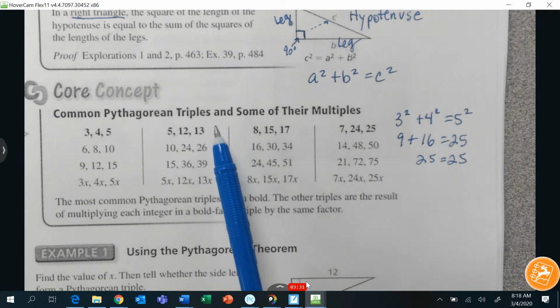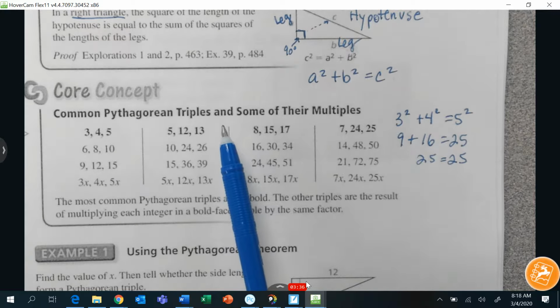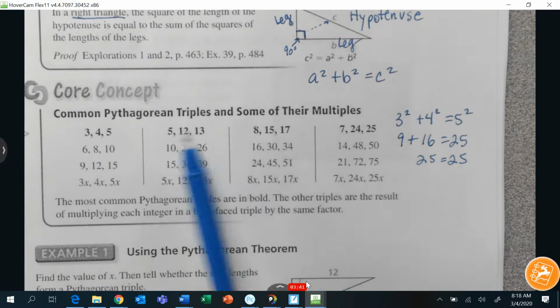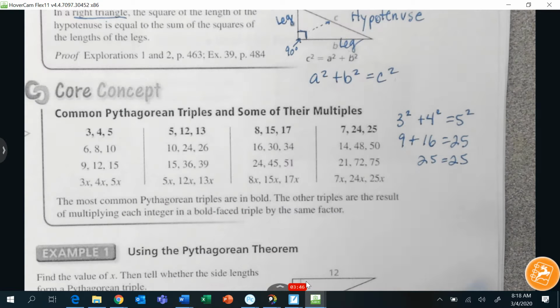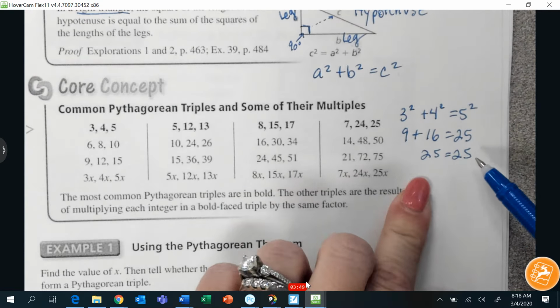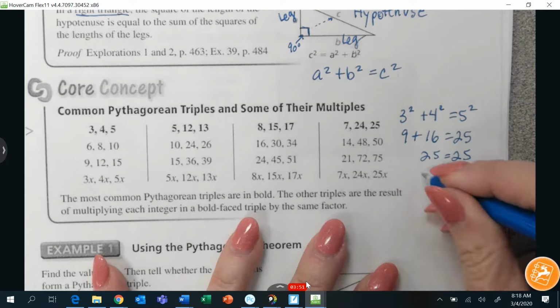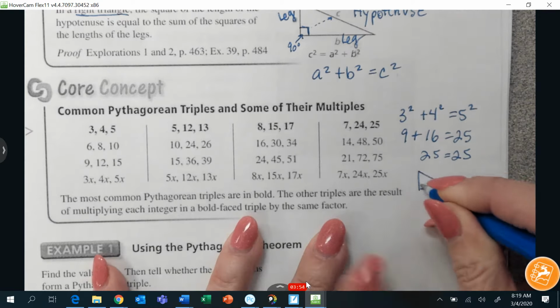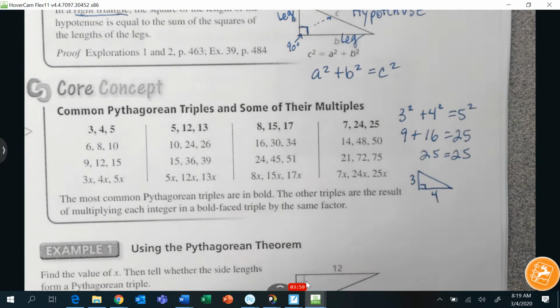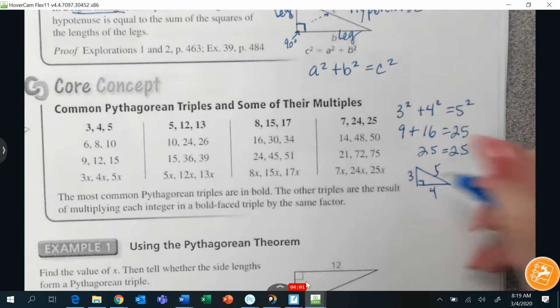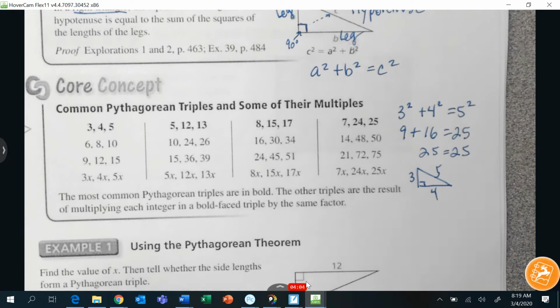And here's a big secret. On the ACT, a lot of times on geometry questions that are all over the ACT, they will use triples because if you have them memorized, you don't have to do this work. If I know that there's a right triangle that has one leg of 3 and one leg of 4, I don't have to do the Pythagorean theorem because I already know 3, 4, 5. I have that one memorized. So these triples, people memorize to save time.